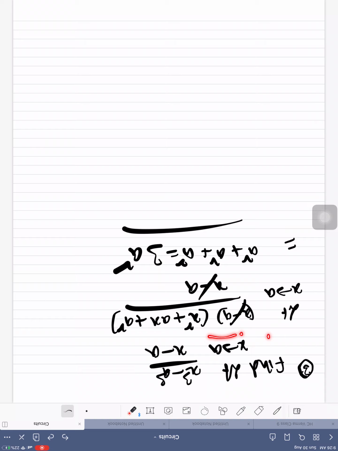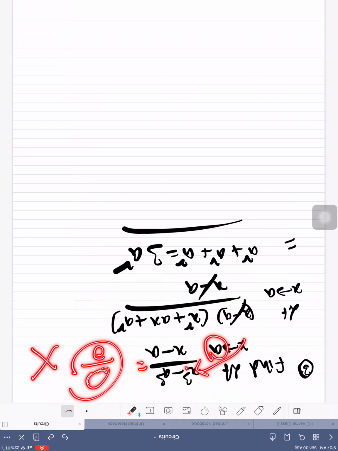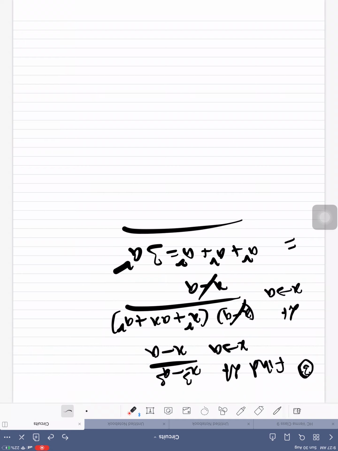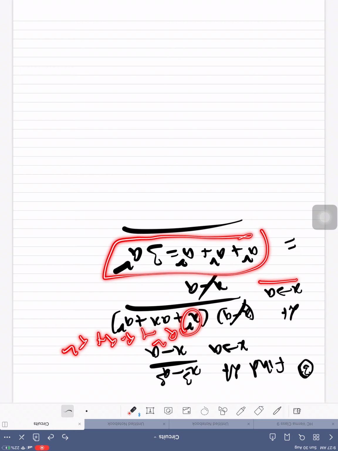Find limit x tends to a of x cube minus a cube by x minus a. If you substitute the value directly, then you will get 0 by 0, which is not defined. So now factorize: x minus a into x square plus ax plus a square, divided by x minus a. These two will cancel, remaining this. Then substitute the value of x: a square plus a into a plus a square, this is 3a square, that's it.